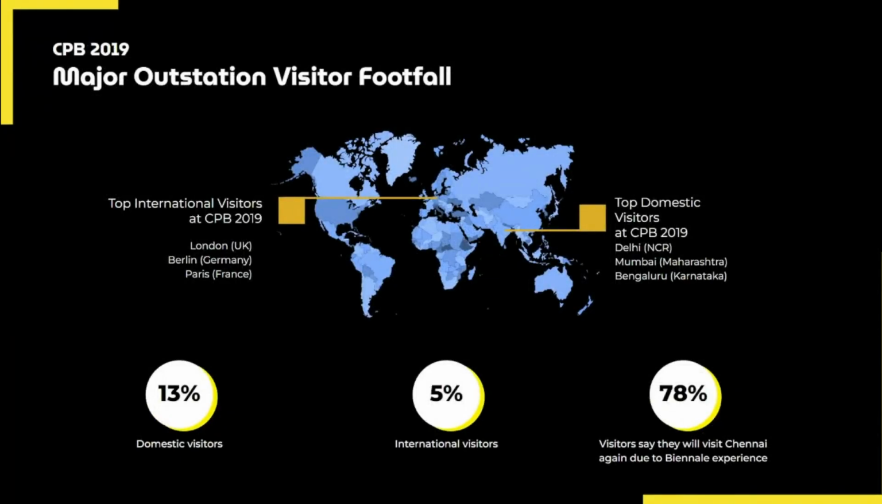When we did the study, we realized that there were a lot of domestic travelers, but also a lot of people who came from across the globe, predominantly from London, Berlin, and Paris. The majority of people from India came from Delhi, Mumbai, and Bangalore. So it was quite encouraging. There were 13% domestic travelers, 5% international travelers, and of course 78% local Chennaiites who were able to come and engage with the exhibition.